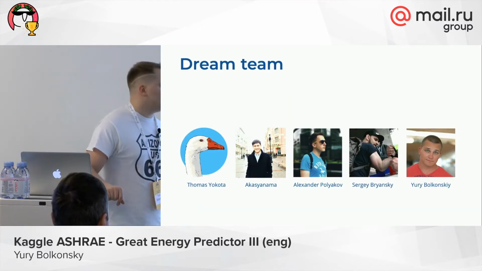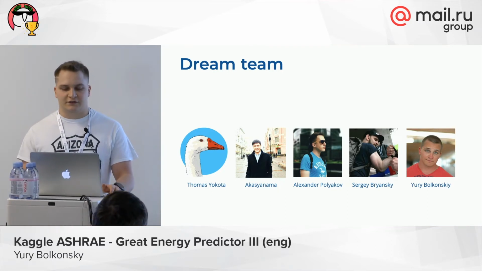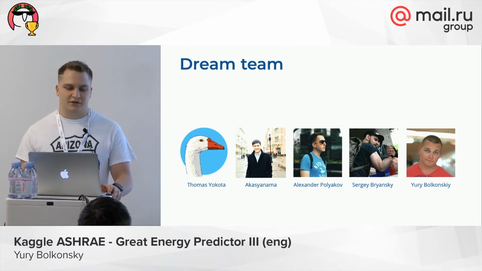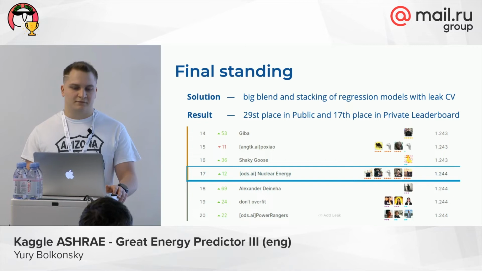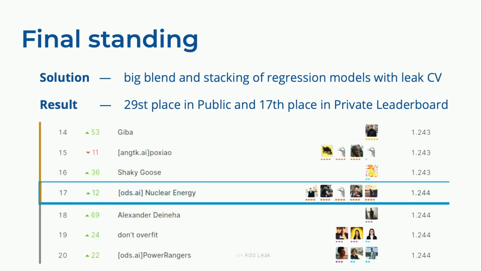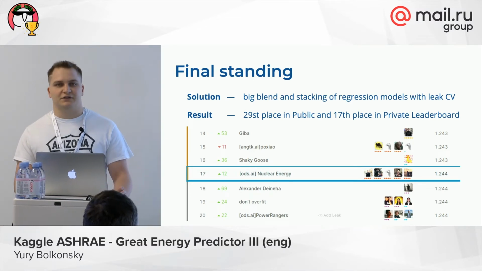Also, I would like to introduce my team. It was Tomoyuki Kota from United States, and all other participants are from Russia. It's Akasayama, Alexander Polyakov, Sergey Bransky, and me. We finished this competition in the gold zone. Our solution was a big blend and stacking of regression models with leak cross-validation, and as a result, it's 29th place in public and 17th place in private leaderboard.